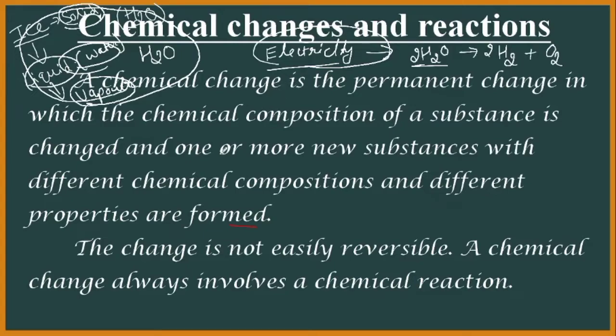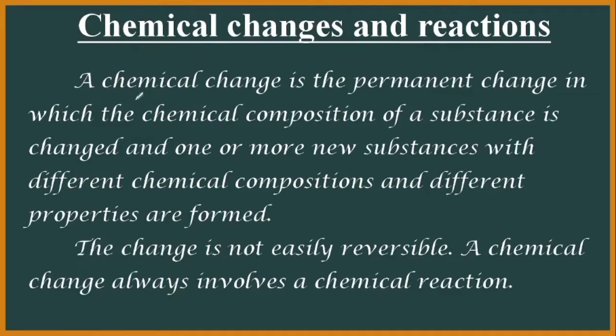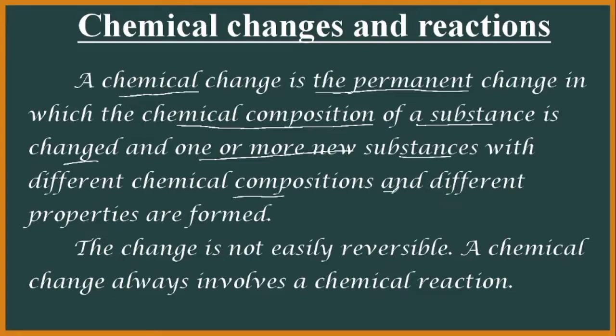Okay, so if you look at the definition again, what is a chemical change? A chemical change is the permanent change in which the chemical composition of a substance is changed and one or more new substances with different chemical compositions and different properties are formed. Please remember the example which I wrote here for the chemical change, that is water. When we pass current, it splits into hydrogen and oxygen, right?